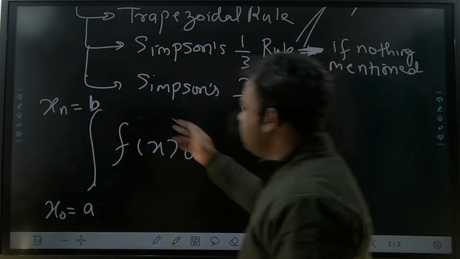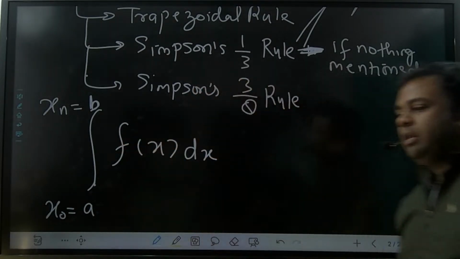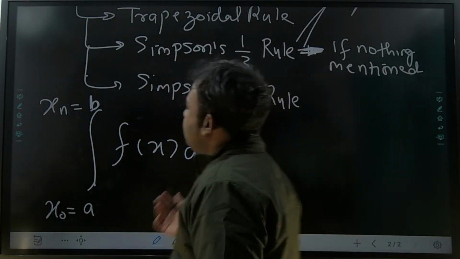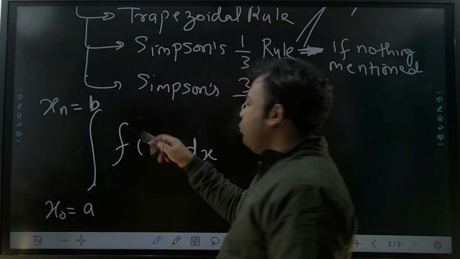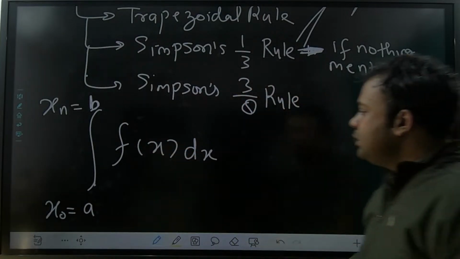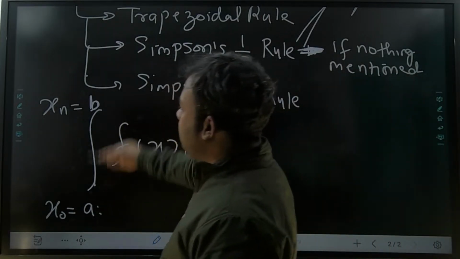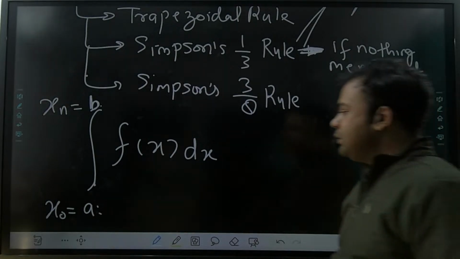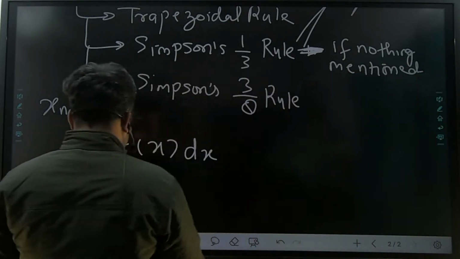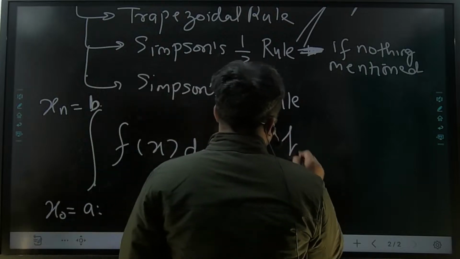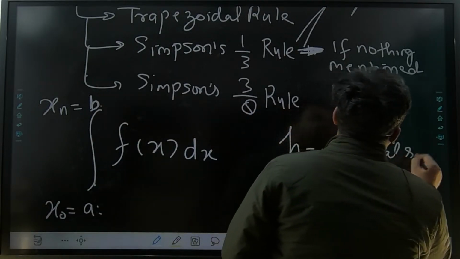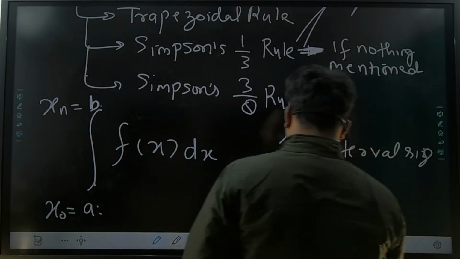But this complex function is very typical. We don't know how to proceed by using any trigonometric or log rule. So we have to go with another method. The method is that we will break this lower limit and upper limit into some equal intervals. That will bring the step size, so h will come over here. This is called the interval size or step size.